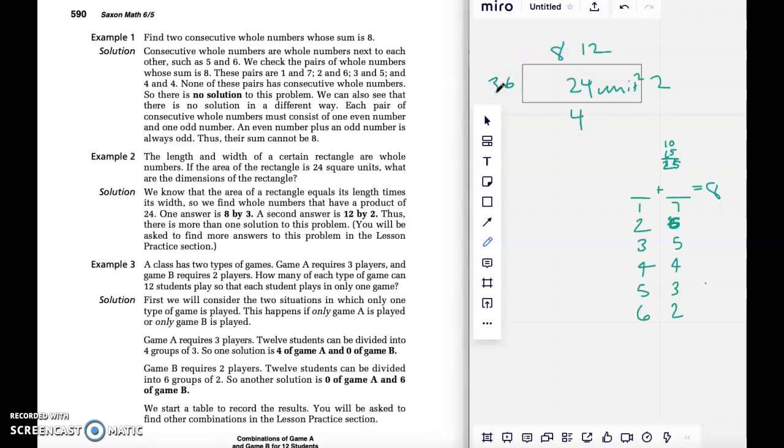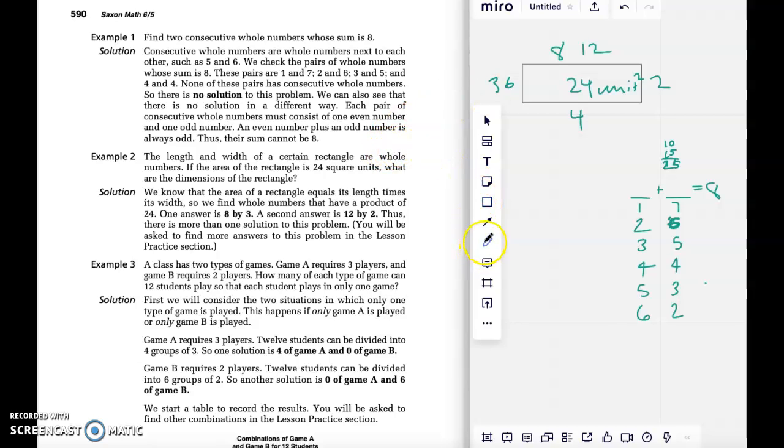So because there are several different solutions to this problem, we know that there are multiple solutions, and it really doesn't give us any more information than what we have here. So with multiple solutions, just list out your answers. And you could even say that there's more than one solution to the problem.